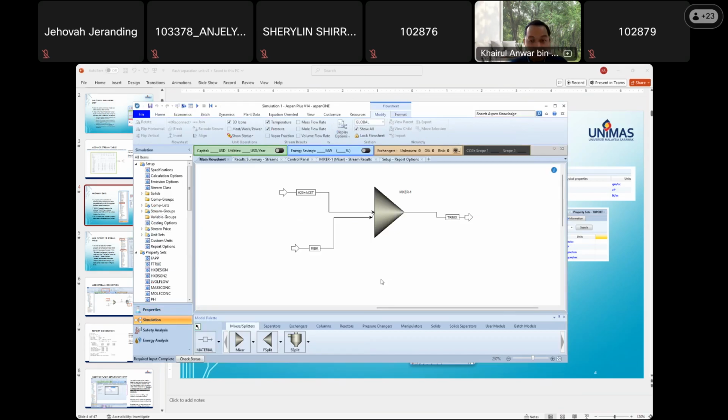Okay, now we add the separation unit. So use Flash 3 in the model palette. This is what we call a model palette. Flash 3 is based on vapor-liquid-liquid equilibrium or VLLE and suitable to separate MIBK from water because MIBK is immiscible in water.